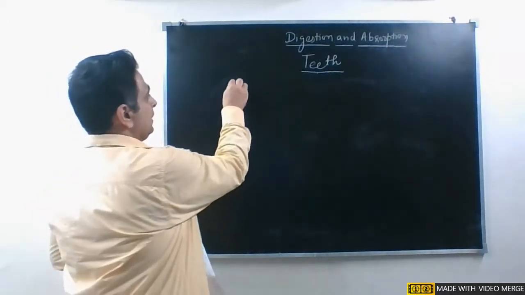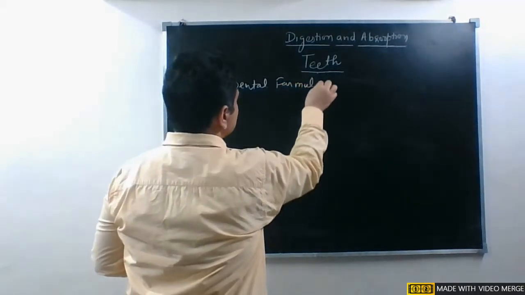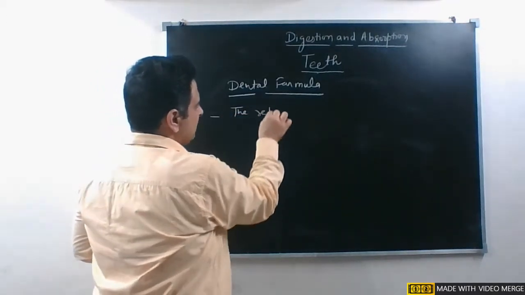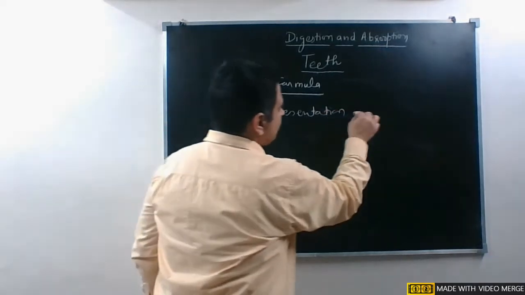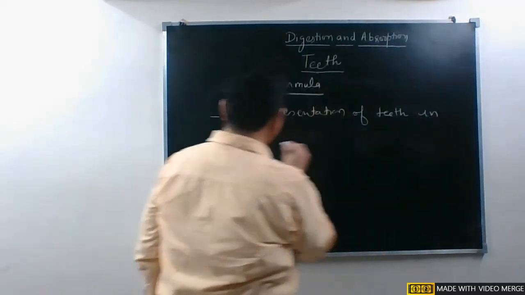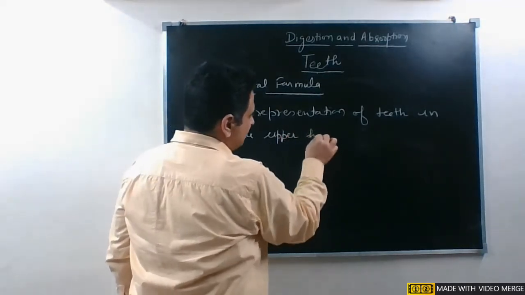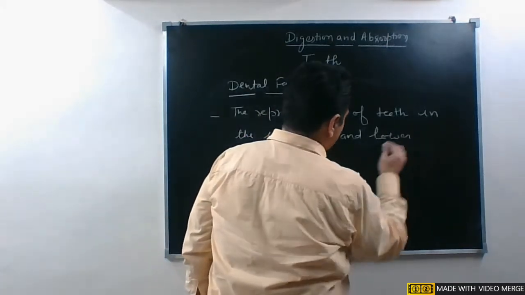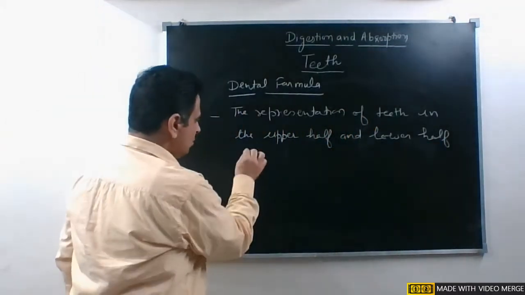Now talk about dental formula. It is a very important term. Dental formula is, students, the representation of teeth in the upper half and lower half of the organism.